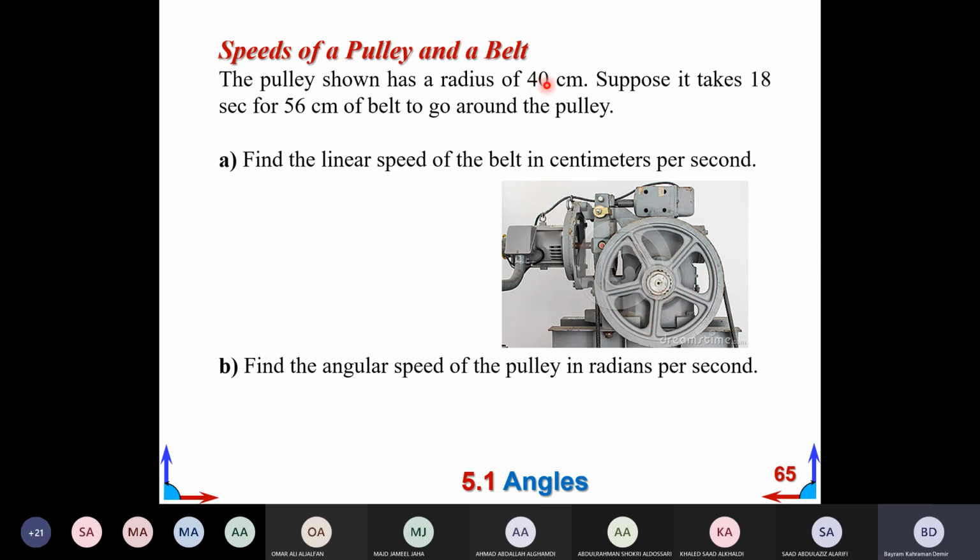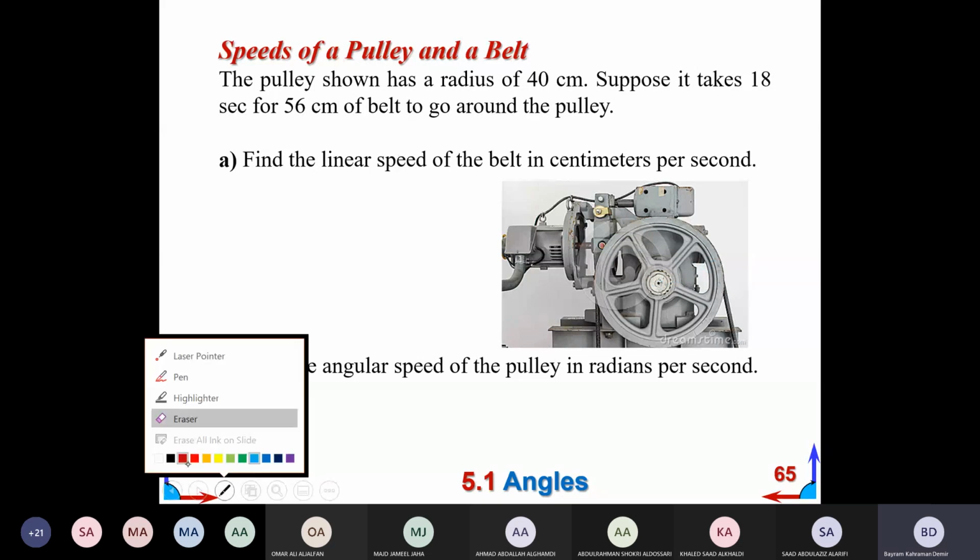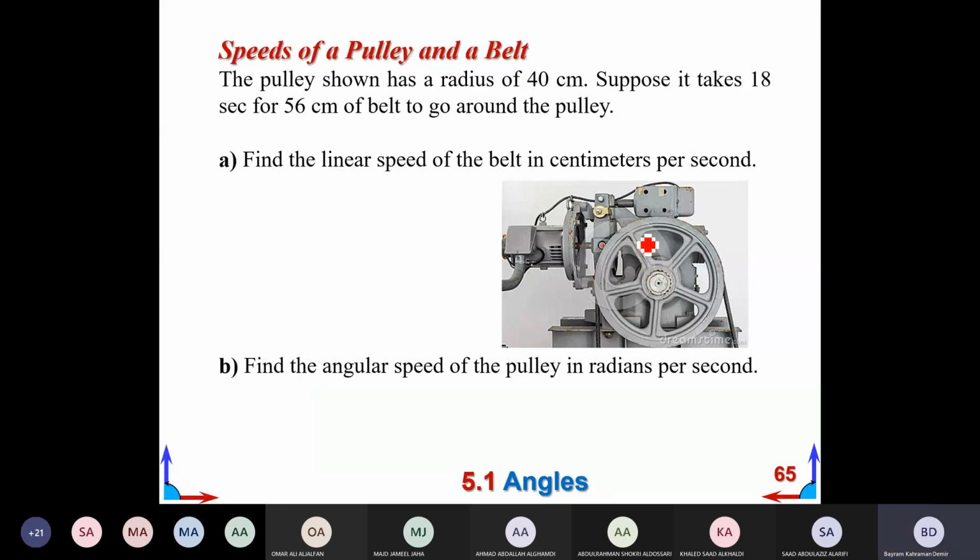A pulley has radius 40 centimeter. Okay. So let me mark it here. So the radius is 40 centimeters. Maybe I should use a different color here. So let's see, radius is 40 centimeters.